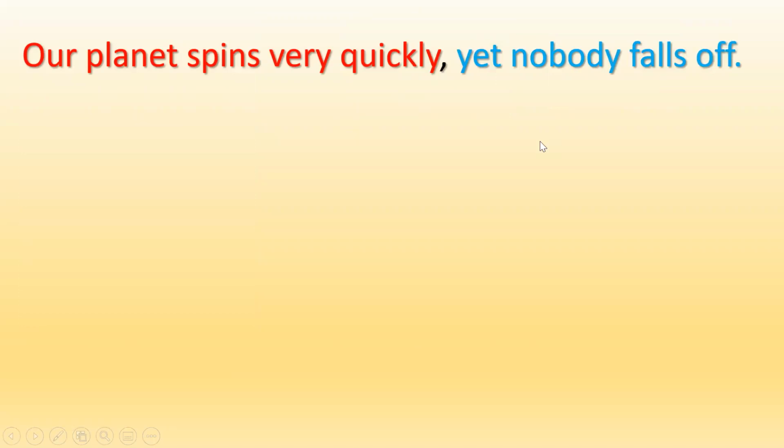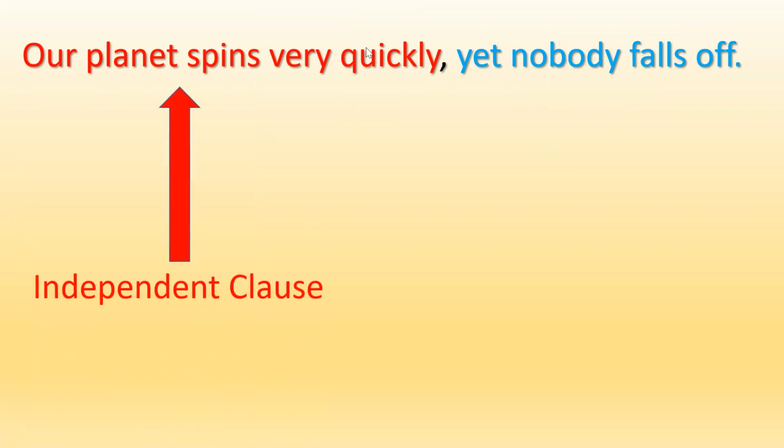Okay, so here is another compound sentence. It says, our planet spins very quickly, yet nobody falls off. So let's break this sentence down. Here, we've got our independent clause in red, haven't we?